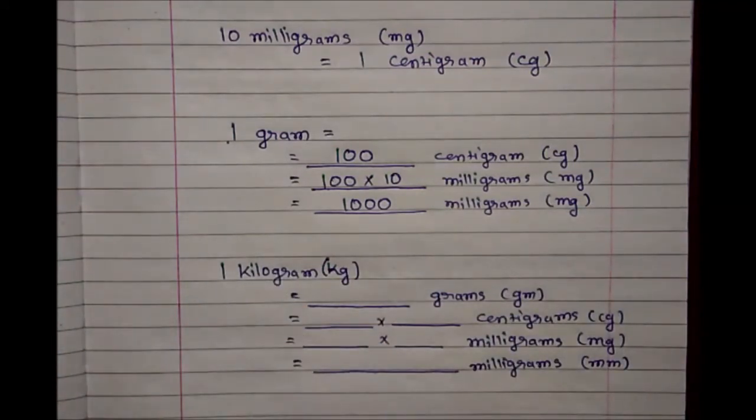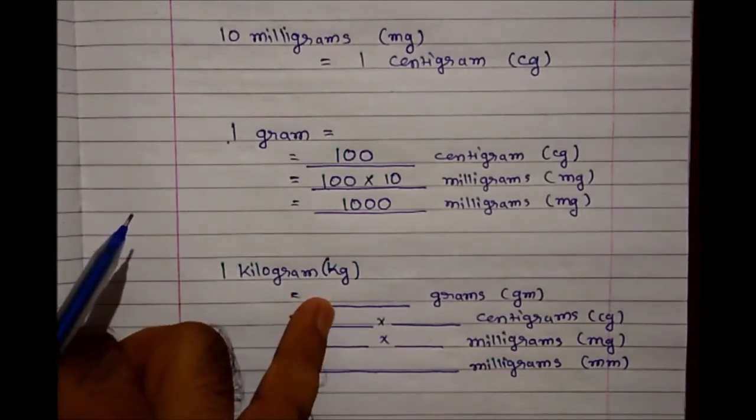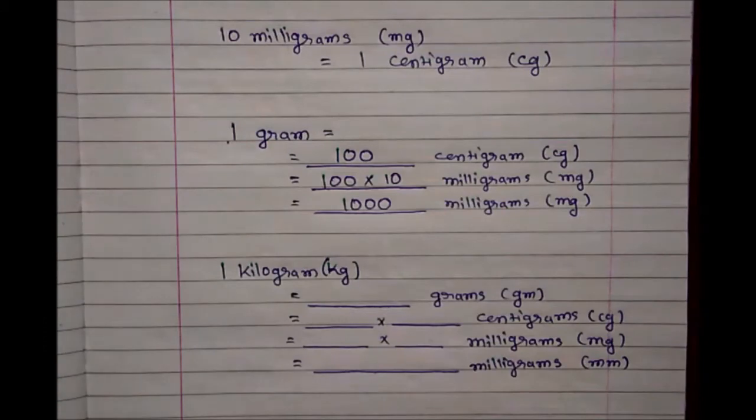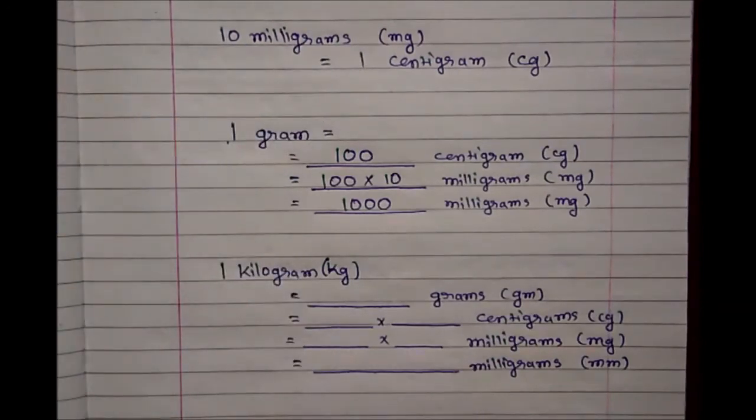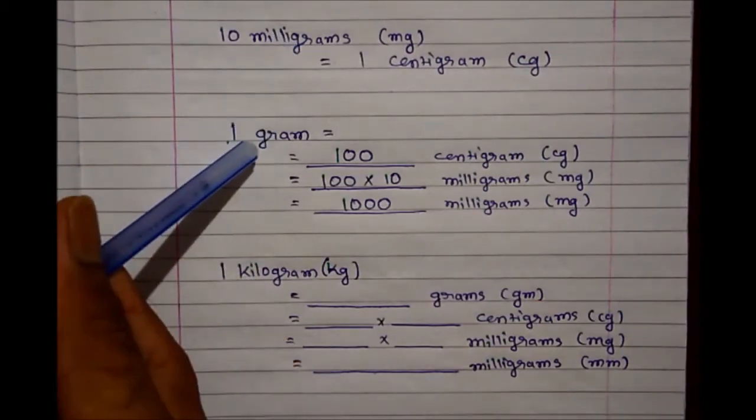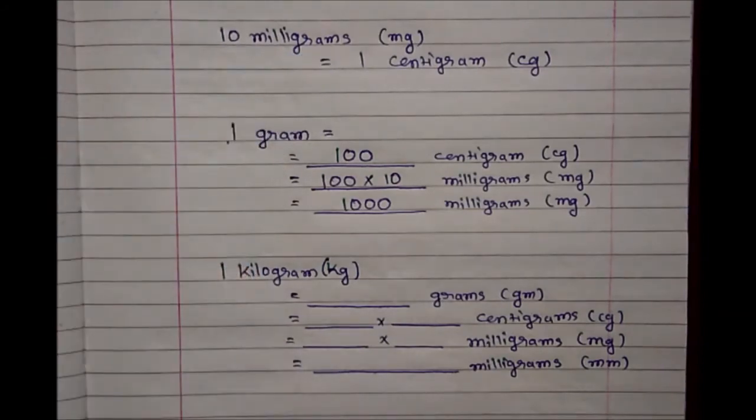Kilogram. Students, when we go to the market to purchase vegetables, fruits, anything, we get the rate in terms of kilograms only. Whatever vegetables we purchase are in terms of kilograms. But have you heard of milligrams or grams? Yes, when we go to the jeweler's shop to purchase gold or silver, we purchase in terms of grams and milligrams.